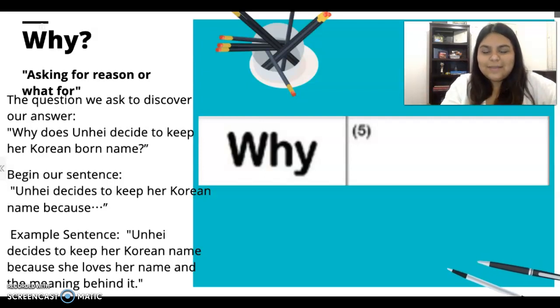Before I show my example sentence, I want everyone to write in their own answer, and then I'll reveal my sentence to you. My example sentence is, Eunhae decides to keep her Korean name because she loves her name and the meaning behind it. Wasn't that an amazing way to end the story and learn about the story elements of The Name Jar?